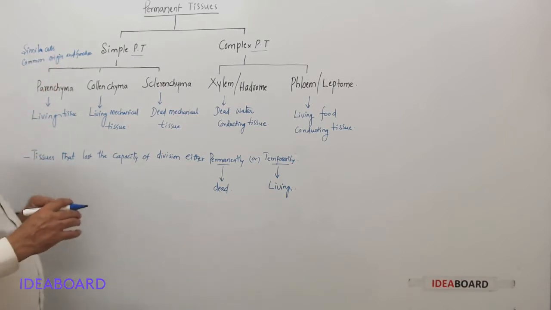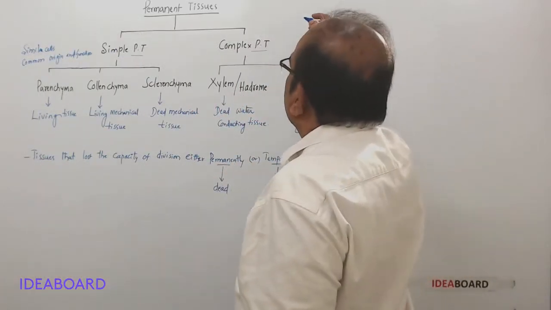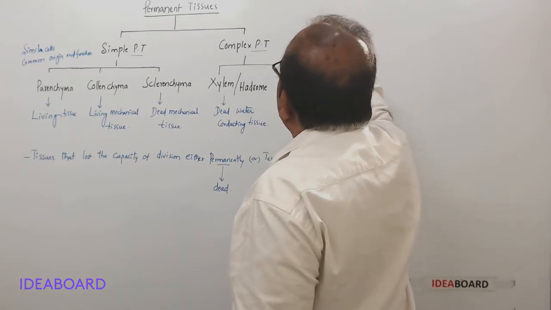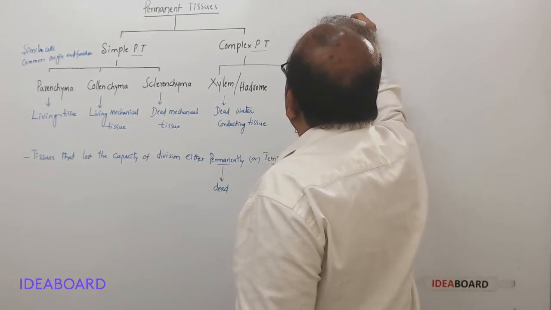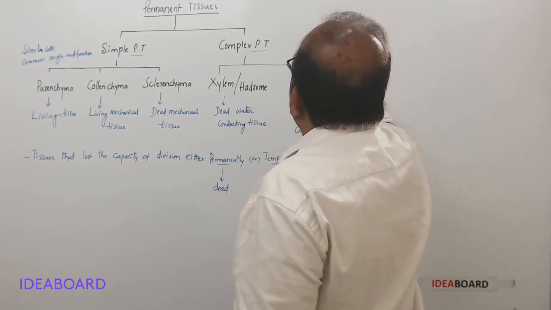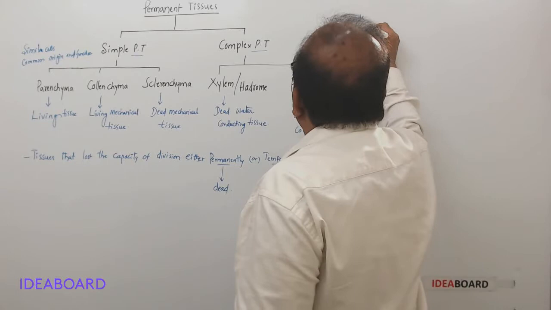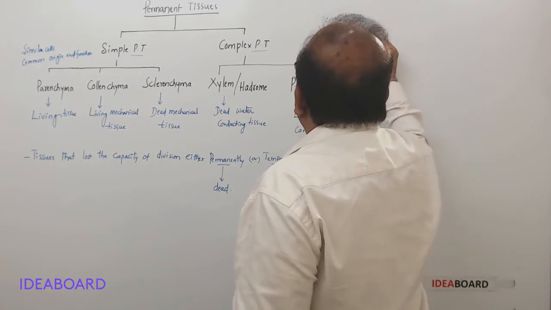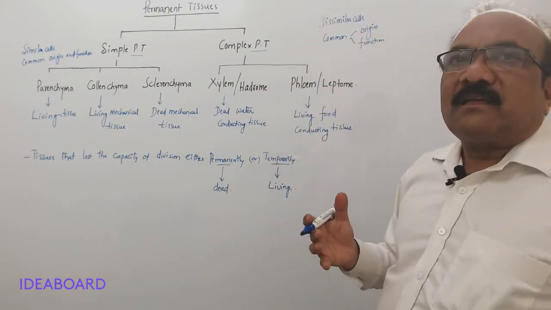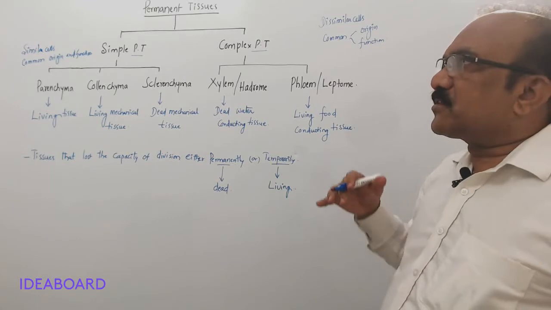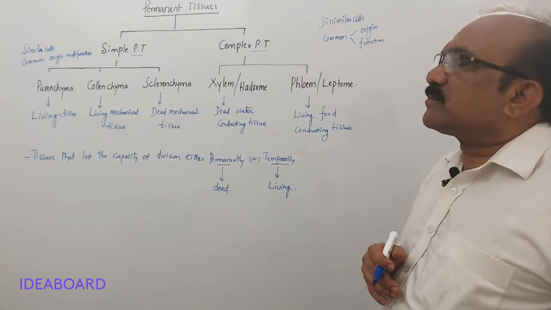In what way do the complex tissues differ from the simple tissues? Very simple. The complex tissues are a group of dissimilar cells with common origin and function. Origin is the same, function is the same, but they are not similar in their structure. Structurally they are different, but origin wise and function wise the same. That is what complex permanent tissues are.